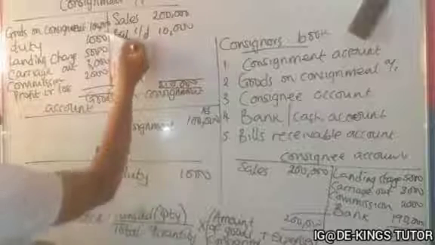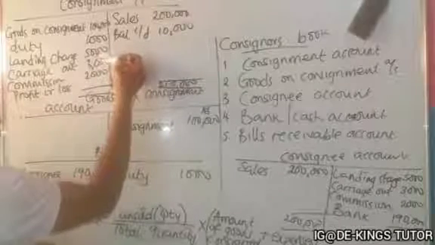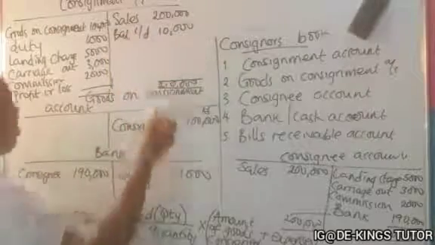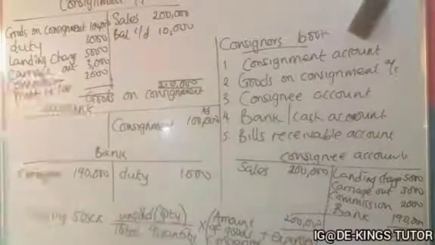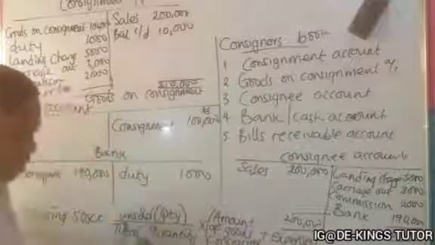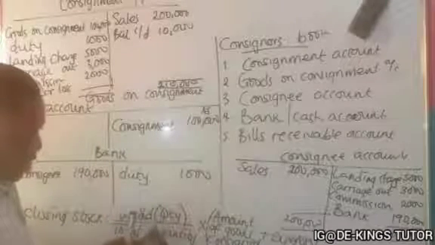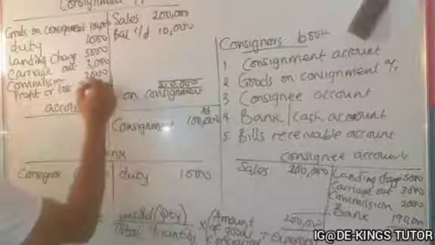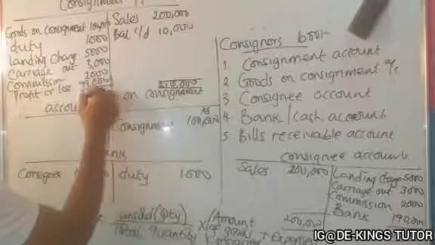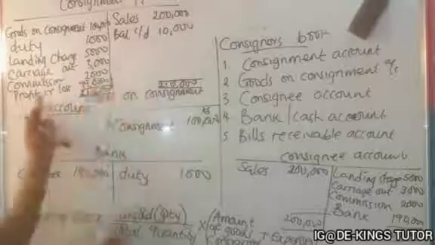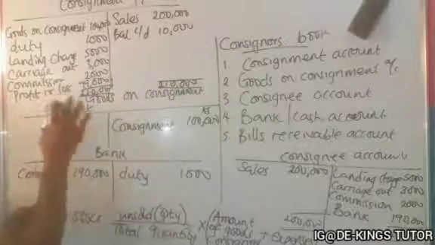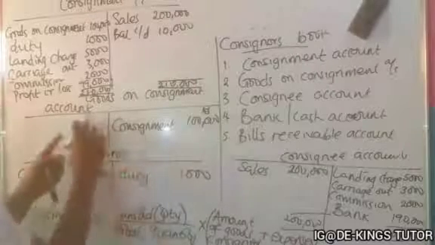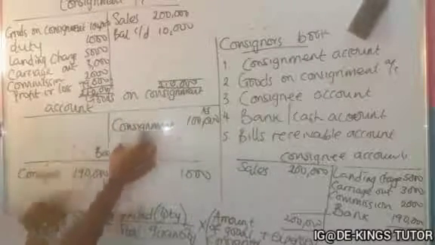Now, if we have 100, this is 5, 8, 10, 11. It's 111,000. Let's say 210,000 minus 111,000. So what is remaining? 99,000. So this 99,000 is a profit which will be posted to the general profit or loss account. Okay. Now look up. This goes on the consignment account.